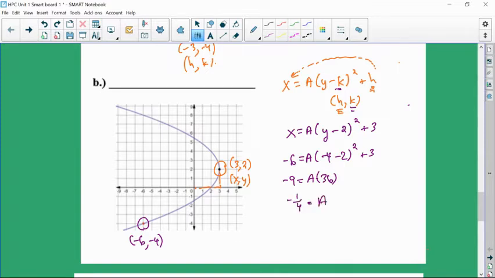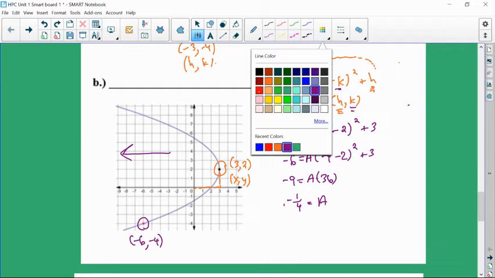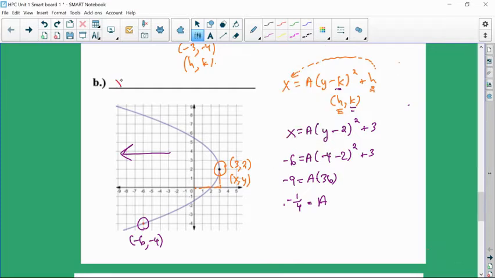And again, first of all, the fact that it's negative tells me it's opening in a negative direction, which is to the left when you're in the x-y direction. And then 1/4 is how fast it opens. So it's going to be 4 times wider because it's increasing a fourth as fast as a normal parabola. And so then if I put my equation up here, x equals -1/4 times y minus 2 squared plus 3.